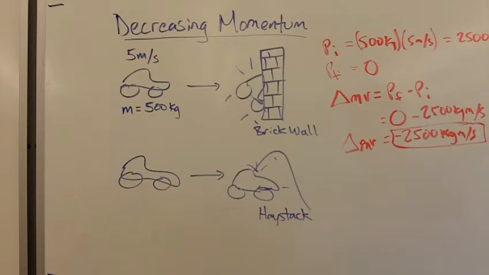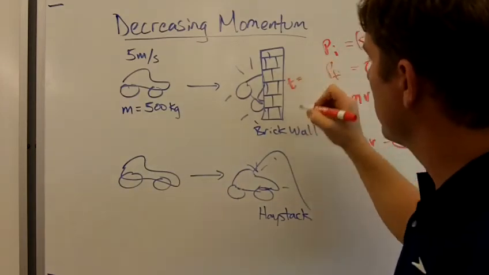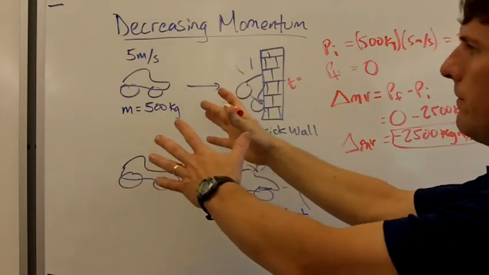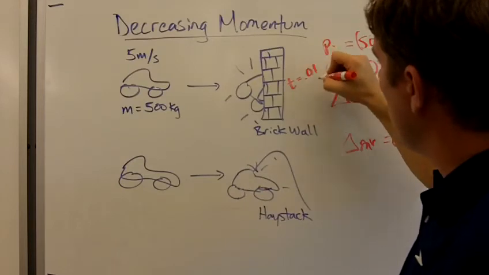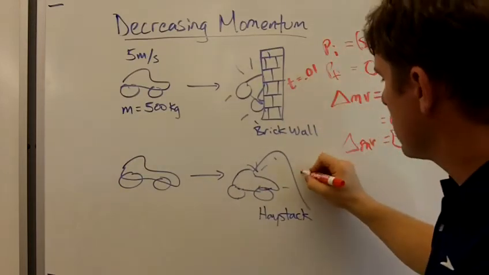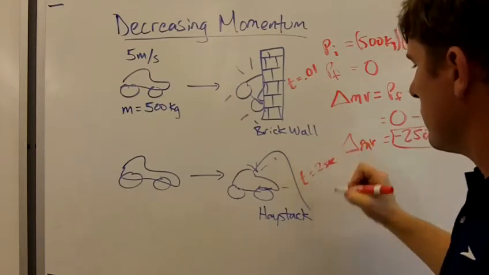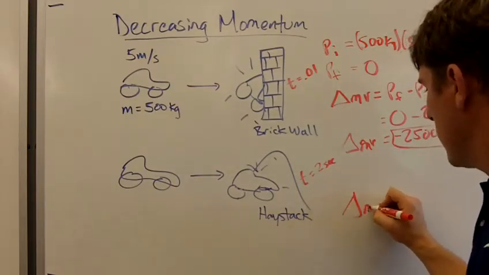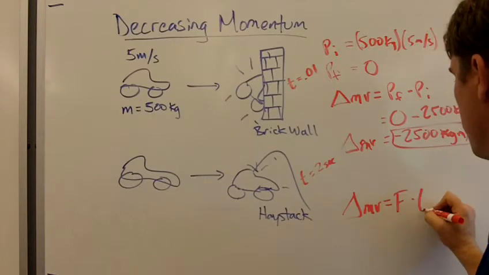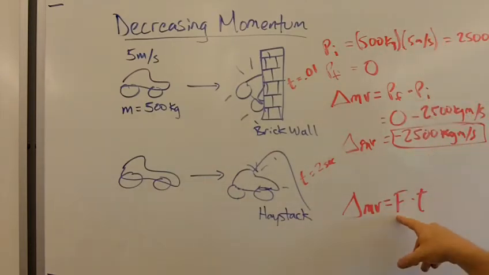Okay, there's the impulse. But let's go further and let's say that over here, the time of impact, the time it took for that car to get from going 5 meters per second to 0 was, I don't know, 0.01 seconds, all right? Whereas down here, let's say the car took 2 seconds to come to a complete stop. Well, now we're going to include this equation here, delta MV equals force times time, and we're going to work out in each case what the overall impact force would be.